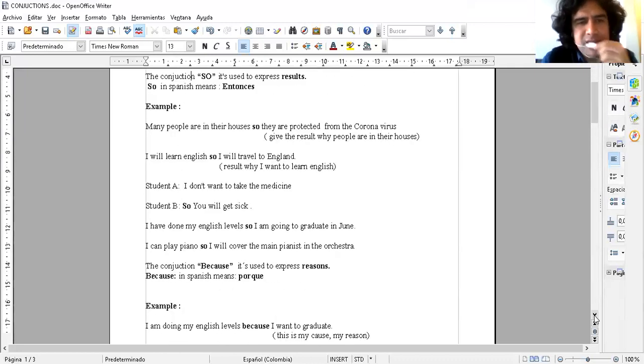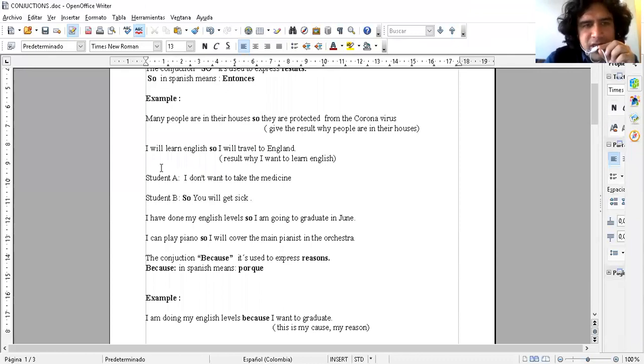Next example is a little bit different. I have like a small conversation, a student A and a student B. Student A says, I don't want to take the medicine. No quiero tomarme la medicina. Student B, estudiante B, complements with, so you will get sick. Entonces te enfermarás. So in this case, the student B complements the first sentence. So it is possible. Remember that the conjunctions connect two sentences. Acuérdense que las conjunciones conectan dos oraciones.